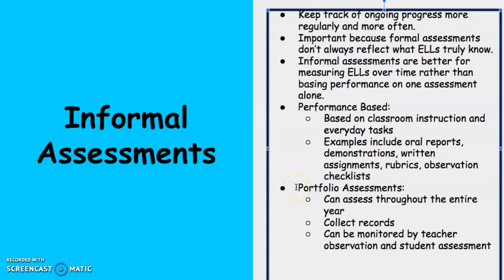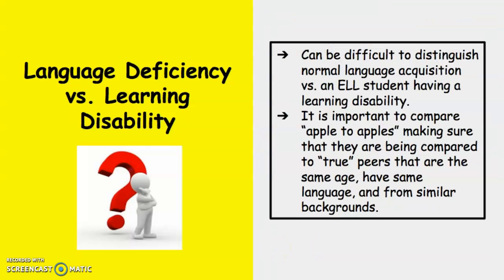Another informal assessment is a portfolio assessment. In a portfolio assessment, you can assess throughout the entire year, collect records, and it can be monitored by teacher observation and student assessment. Language deficiency versus a language disability: it can be difficult to distinguish normal language acquisition from an ELL student having a learning disability. And it is important to compare apples to apples, making sure that they are being compared to their true peers that are the same age and have similar language and are from similar backgrounds.